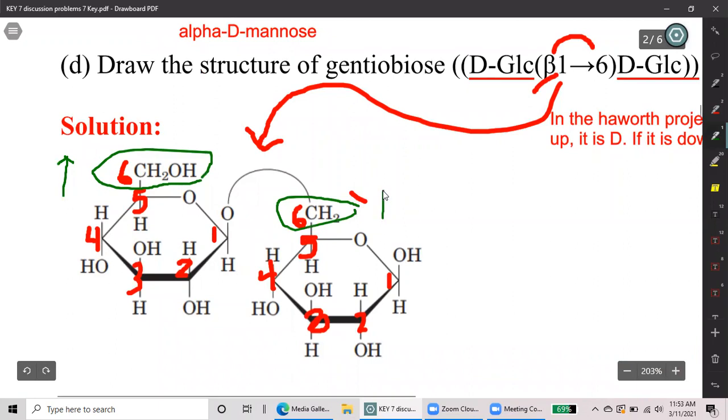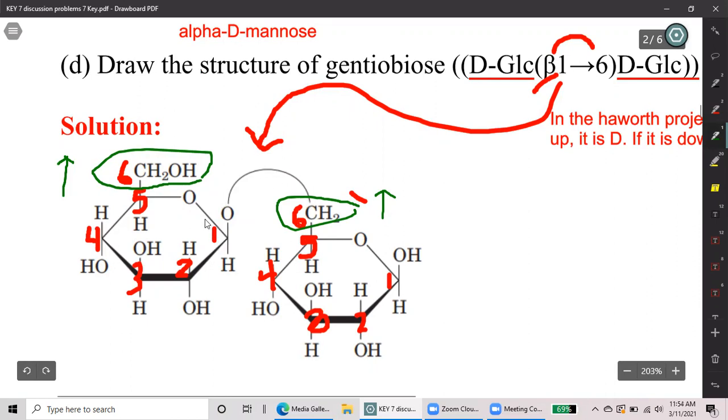Okay, now the link, this glycosidic bond between the first glucose and the second glucose should be a beta between carbon 1 and carbon 6. This is carbon 1 of the first glucose, and this is carbon 6 of the second glucose. So that's the bond. That's how you know which carbon to which carbon the bond should go to.